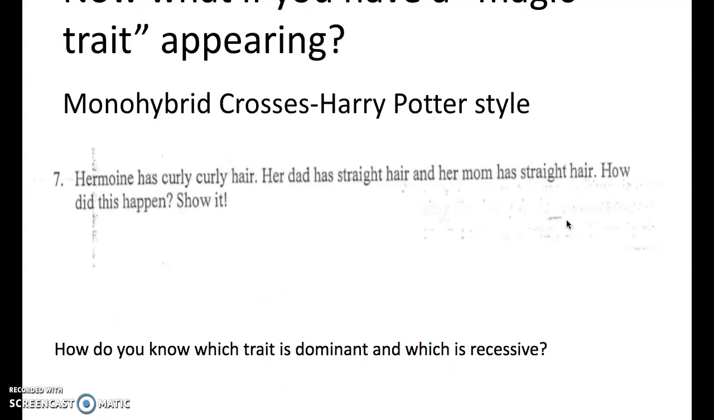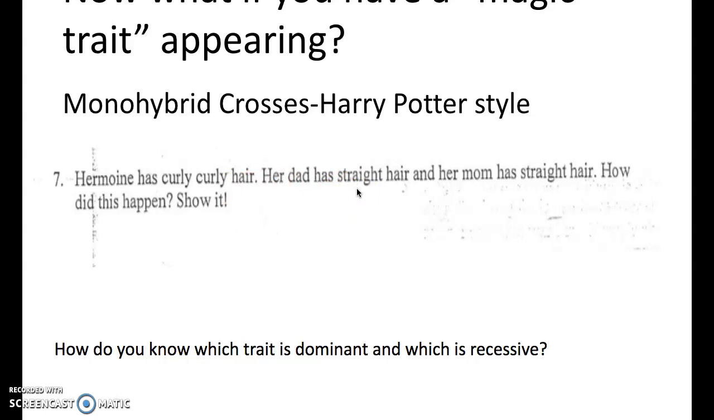All right. Now, another question that someone had was basically, mom and dad look one way, child looks a different way. Why is this magic trait appearing? Right? The example I used from class was when you have mom and dad and both have brown eyes, but you have blue eyes. That's kind of weird. You don't look like mom, you don't look like dad, right? No, you're probably not adopted. So here it says mom and dad have straight hair, Hermione has curly hair, right? So she has a weird trait showing up out of nowhere.